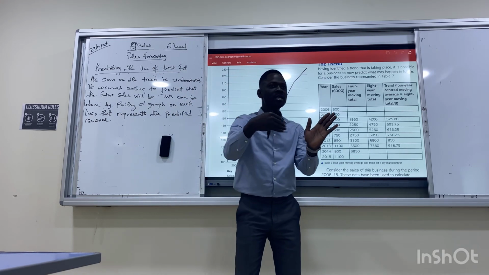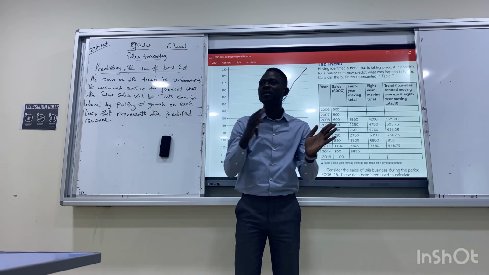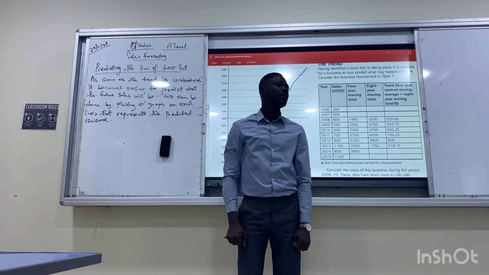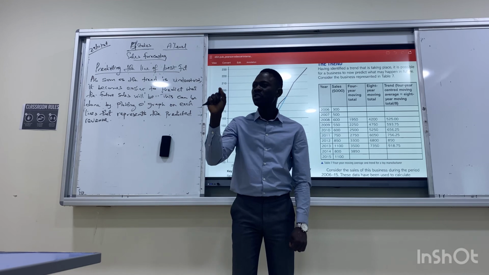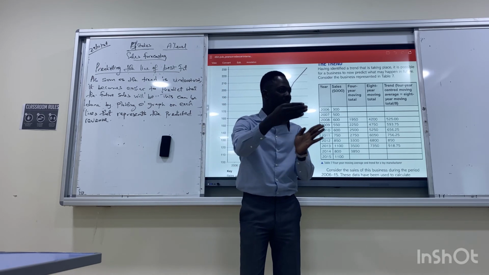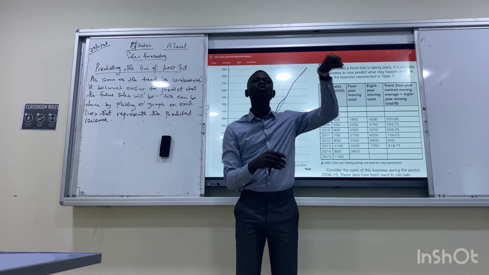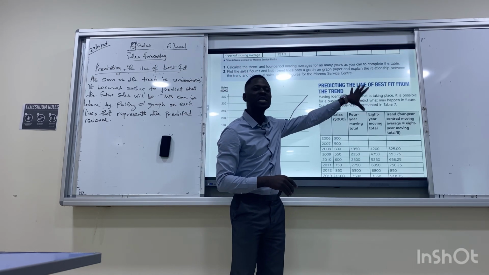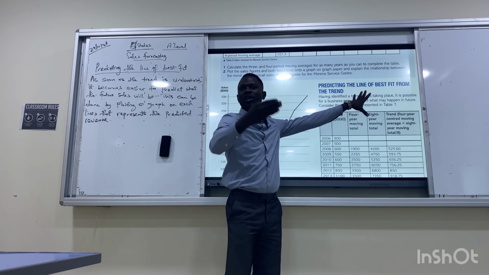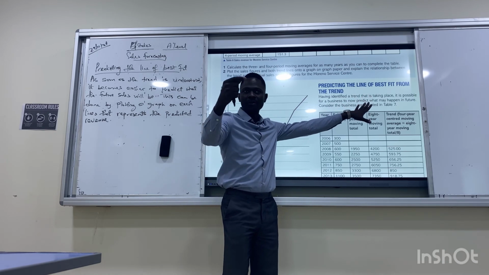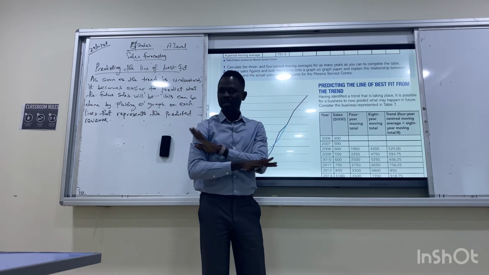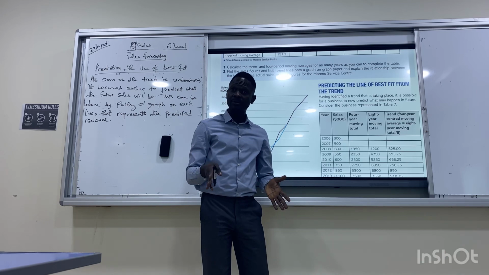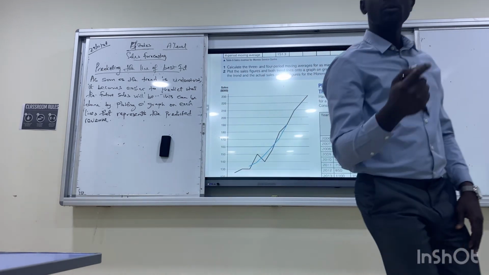The point is, as soon as you're done with your prediction, with the predicted revenue, you plot them into a graph. That is what this means, predicting the line of best fit for the trend. It's a trend, so you plot the graph according to the trend, based on the year. That is all about it. Is it clear?